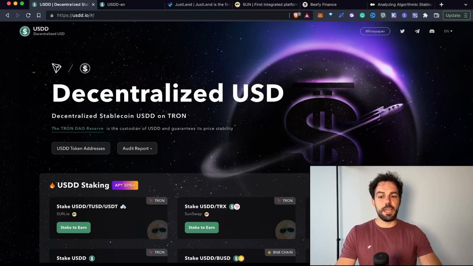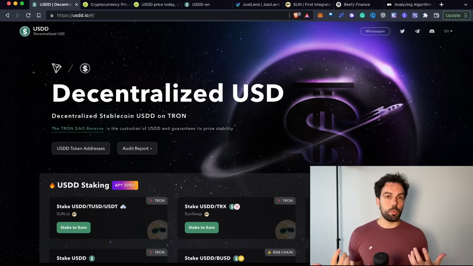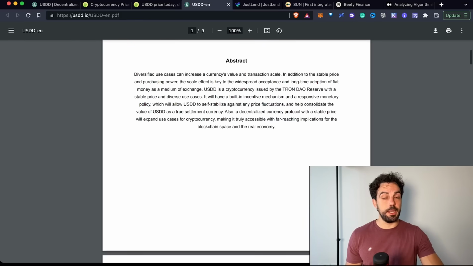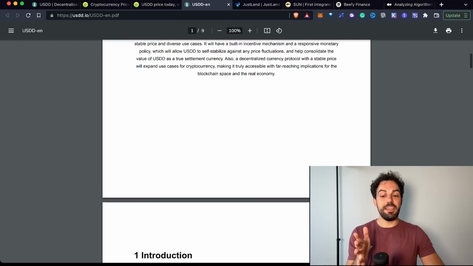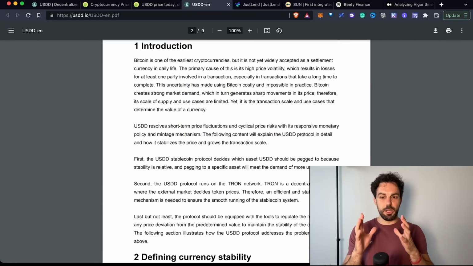So let's start by saying what USDD is and how it works. It is a stablecoin similar to what USD is, or at least what it was. It is an algorithmic stablecoin, as you can see from their white paper. I will leave the link in the description below so you can check it and read it by yourself. This is something I highly encourage you to do if you want to use or invest in USDD, because especially in this market condition, it's really important to know with certainty what you are using at this moment.